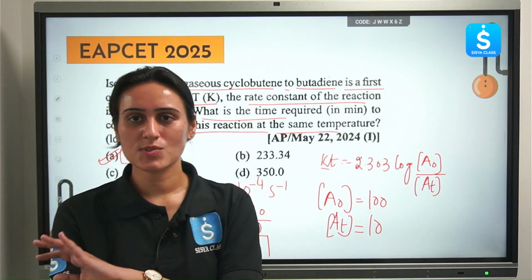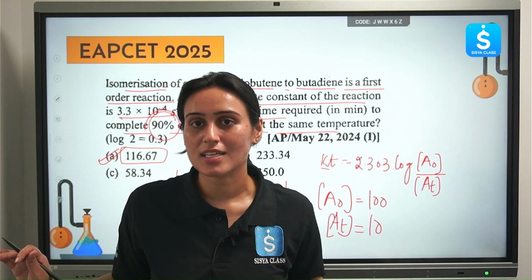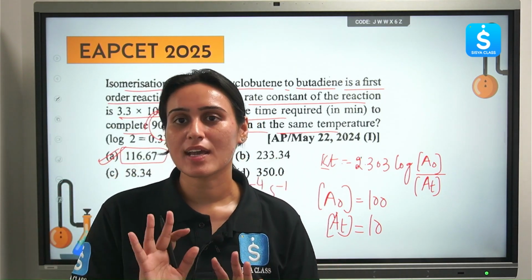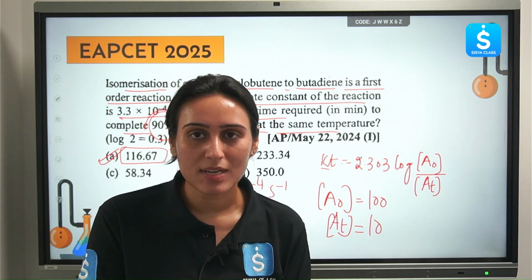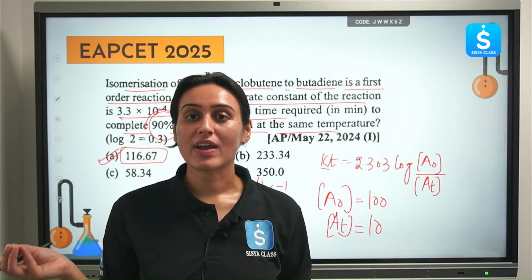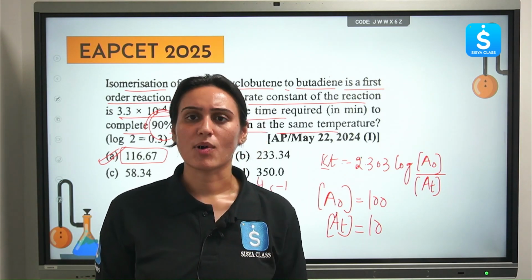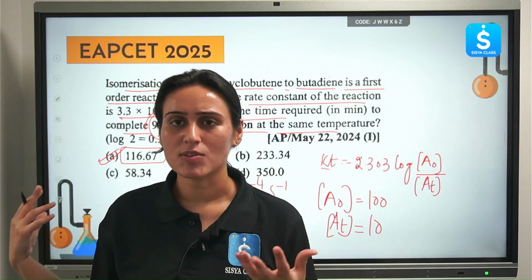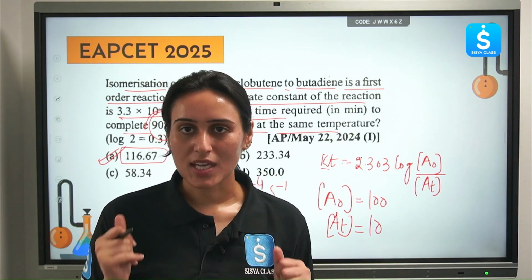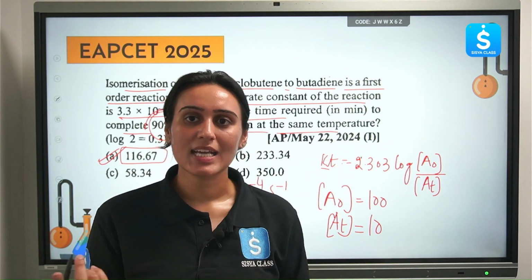Cross check your answer. You just have to substitute the values and calculate it. I hope you can do that yourselves. We have understood the concept of how to solve for time required, how to substitute A0 as 100, how to find out At. That is the important part. After that, they may ask you about 80% completion, 70%. You can easily find the answer from there. Okay, so let's move to the next question.